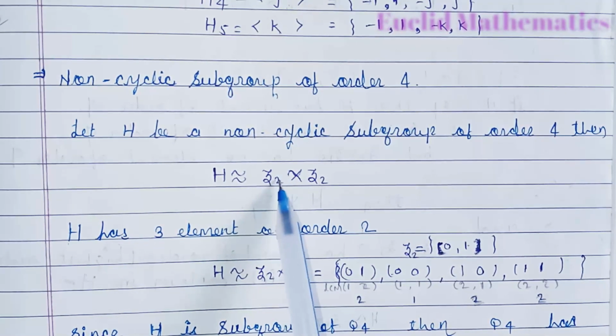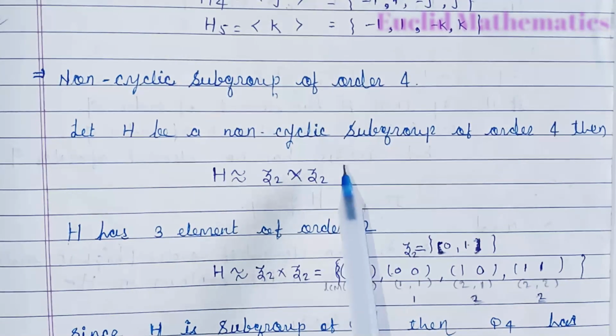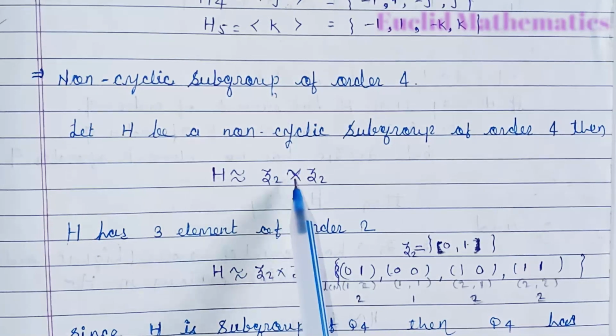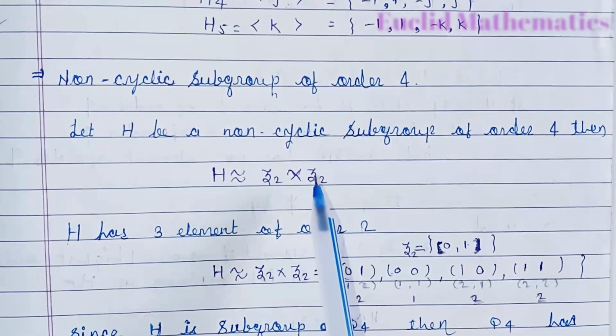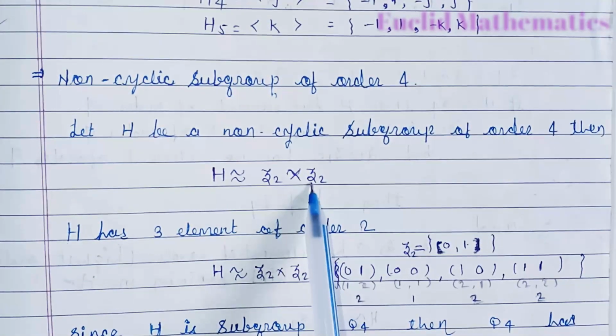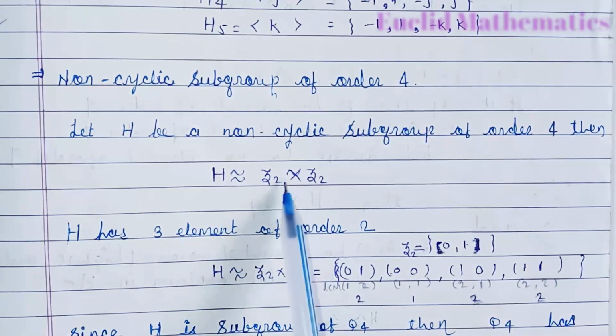The order of the group Z2 cross Z2 is 4, but there does not exist any element whose order is 4. That means the order of the group and the order of its elements are not equal. When this happens, we say that the group is not cyclic. So this is the non-cyclic group of order 4, where there does not exist an element whose order is 4.